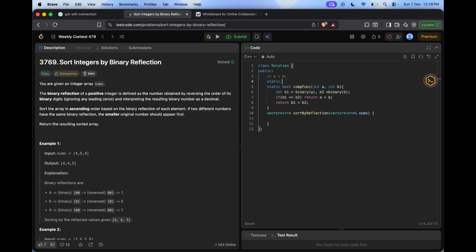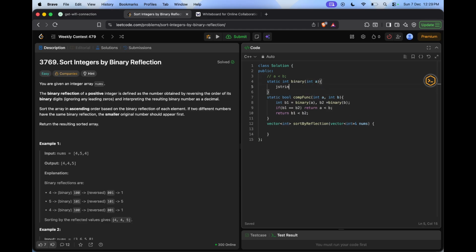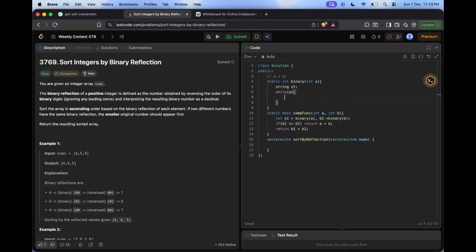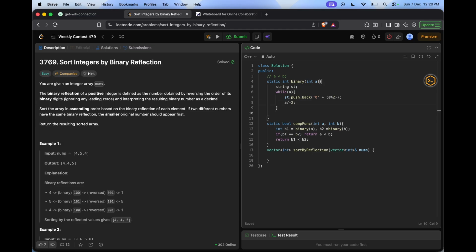Similarly, in this function we want the binary reverse order. Take a string. Now, while a is not equal to 0, just push back '0' plus a modulo 2, and then a divided by 2. This gives us the binary representation in reversed order.